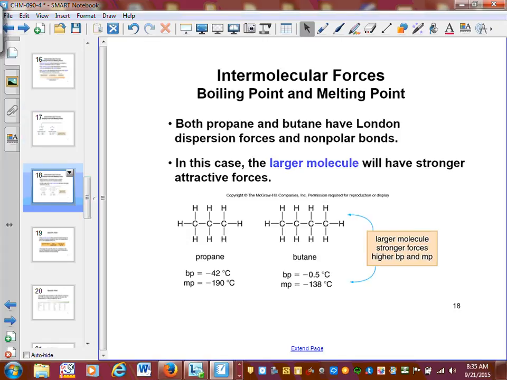So here we have propane and butane. And you can see just by increasing it by 1 carbon unit, the boiling point goes from minus 42 to minus 0.5. So it goes up quite a bit. And so does the melting point. And actually, if you go up 1 more to pentane, it becomes a liquid at room temperature.